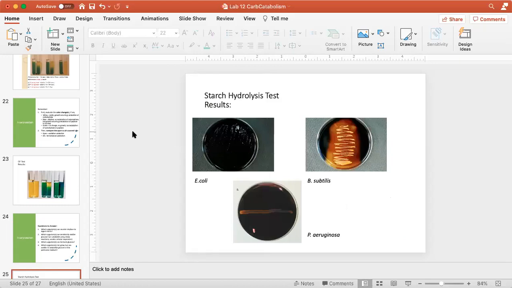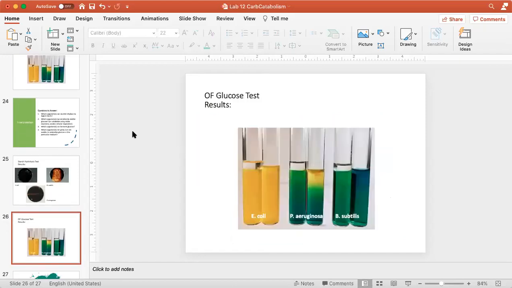These are our plates for the starch hydrolysis test. These are our tubes for the OF test. You've got all of this in here for yourself when the time comes later in the week to do your lab homework.